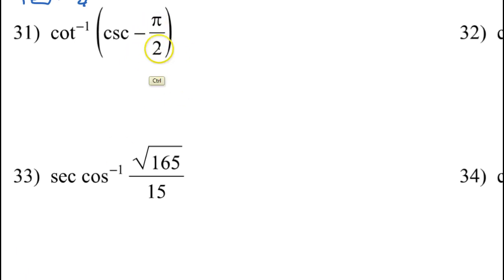Okay, pi over 2 is a special angle, so I should be able to evaluate this. So I'm going to start by finding what the cosecant of negative pi over 2 is. So cosecant is the reciprocal of the sine function. So I will start by asking myself, what is the sine of negative pi over 2?